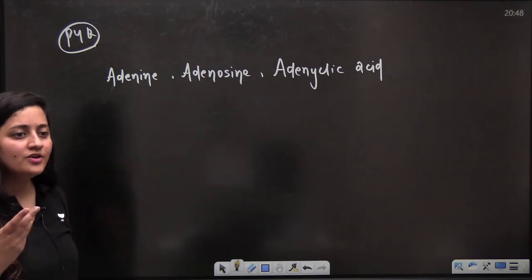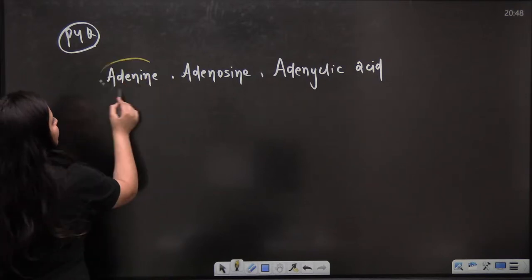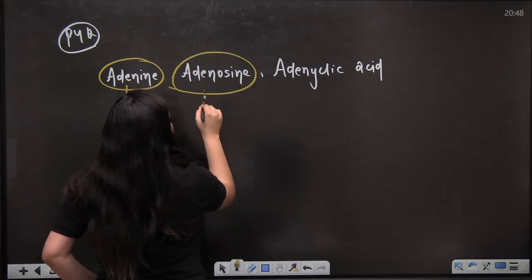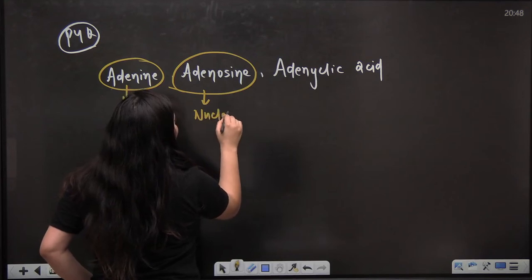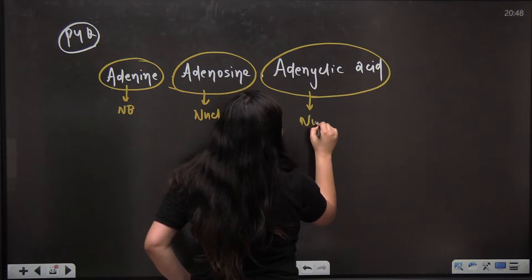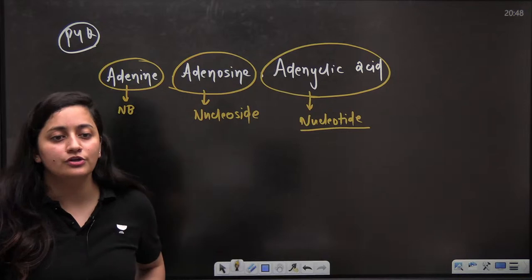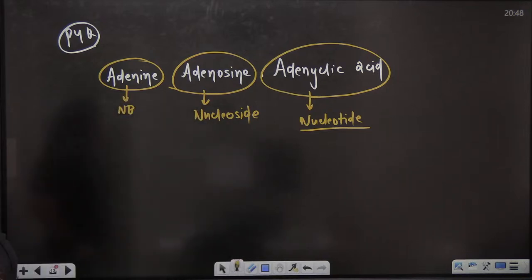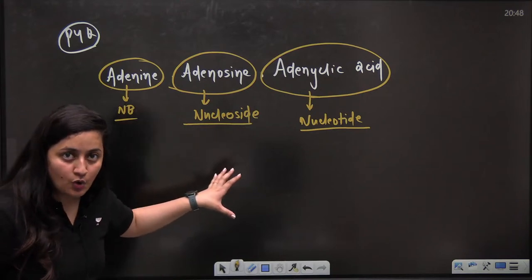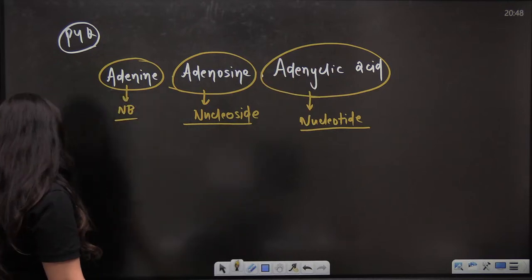Ashwath, that is your homework. You need to check it. Of course, adenine here is the nitrogenous base. Adenosine here is the nucleoside. And adenylic here is the nucleotide. That is how you need to remember. So, this is how the nomenclature changes. You need to prepare your notes in which you will write the names of nitrogenous bases, nucleosides and nucleotides. These are the three things that you need to know.